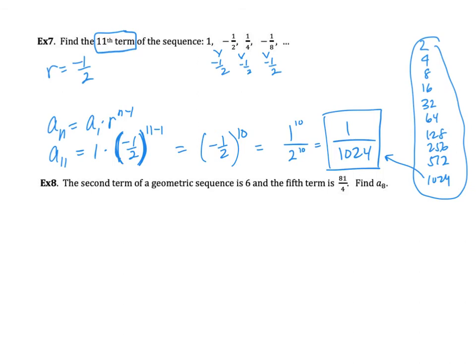Looking at number 8, it says the second term of a geometric sequence is 6, and the fifth term is 81/4. Find a sub 8. So the second term is 6, and the fifth term is 81/4. I would encourage you to pause and try to set up a system of equations again and see if you can figure it out. Think of that arithmetic system that we did.